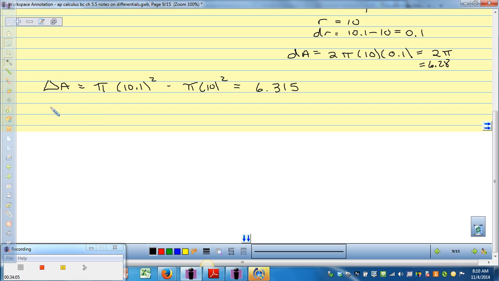And then they said approximate the error. How am I going to find my error? Absolute value of 6.315 minus 6.28. And what do we get? 0.035, which is 3.5 times 10 to the what? Negative 2. So our error is less than what? 10 to the negative 1.